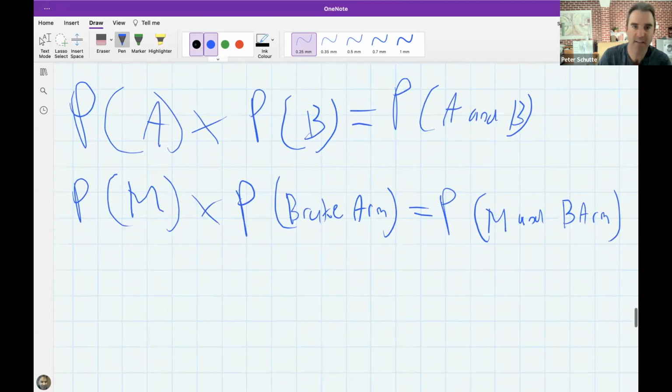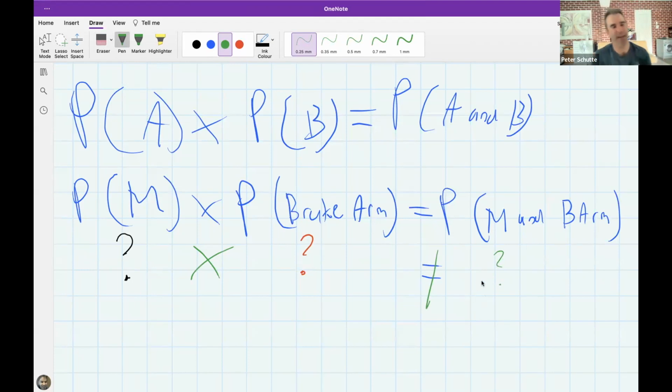And the way we do that is we work out a value for the probability of being male. We work out a probability for having a broken arm, and we multiply them together. And we see if it's the same as the probability of being male and having a broken arm. And so we have to decide if this equivalence holds. If it holds, they're independent. If it doesn't hold, they're not independent. Oh, okay. Thank you, sir. Pleasure, man.